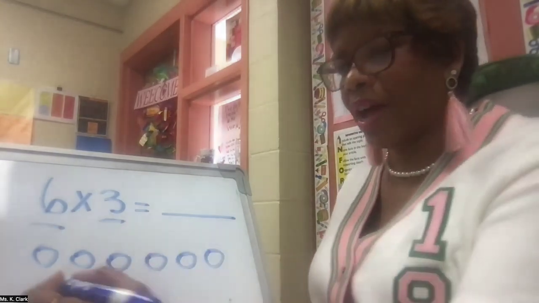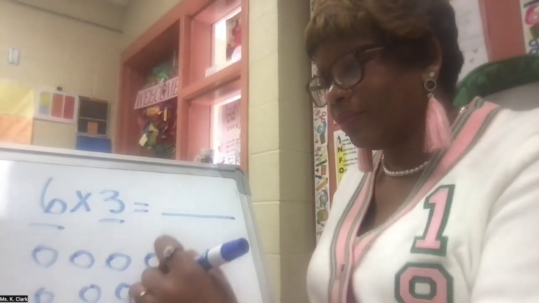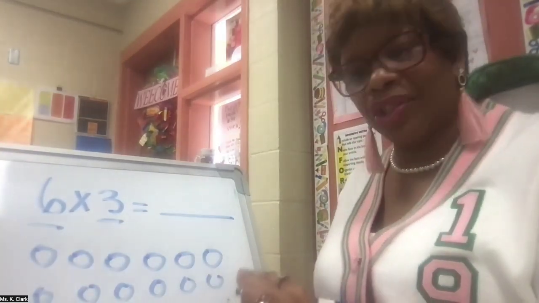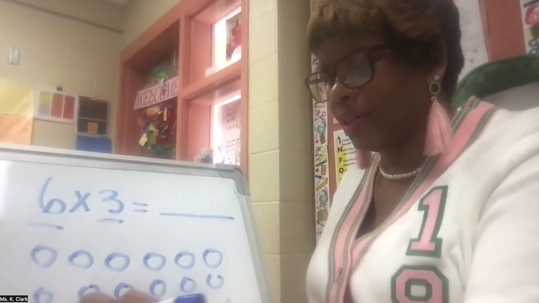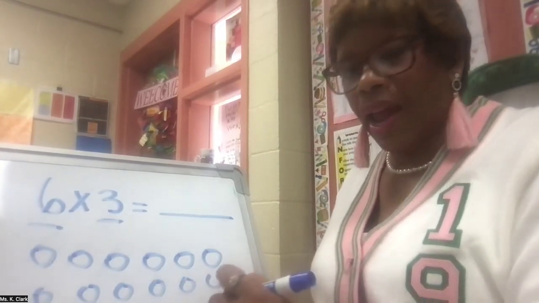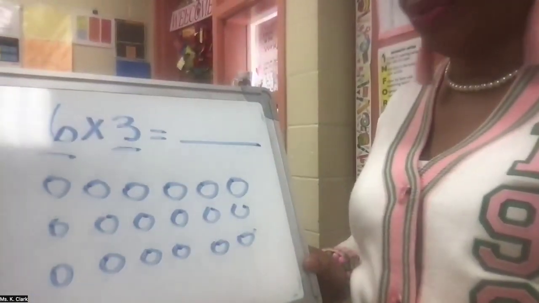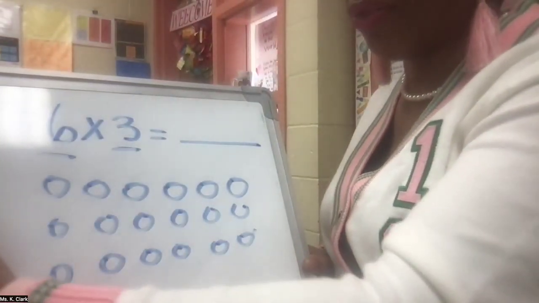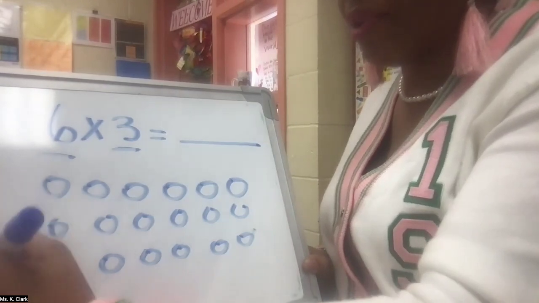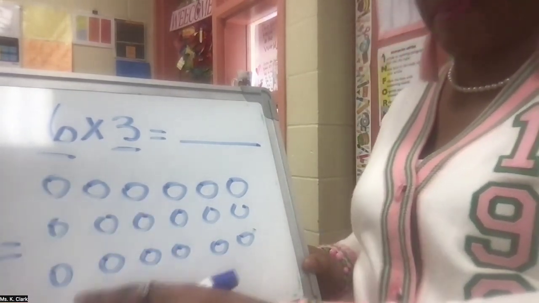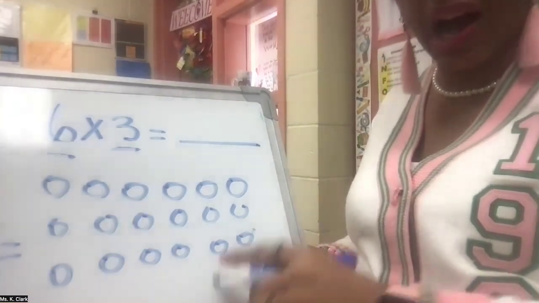So I have it one time here. I have it 2 times. And now I have it 3 times. So now I have what you call an array. And remember, I said that an array has an equal amount of rows and columns, right?